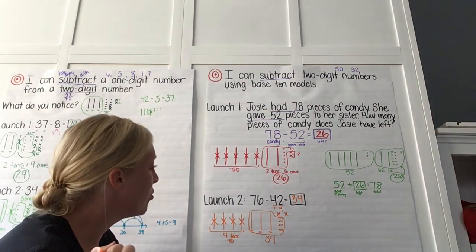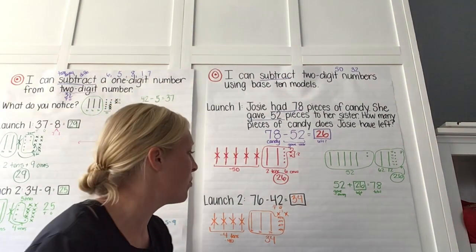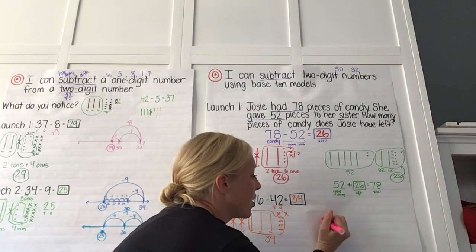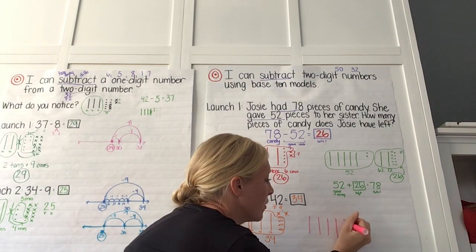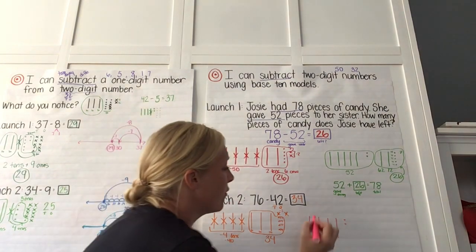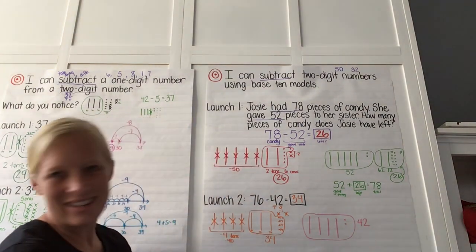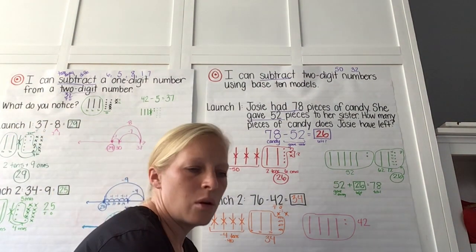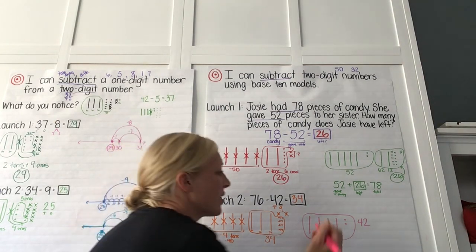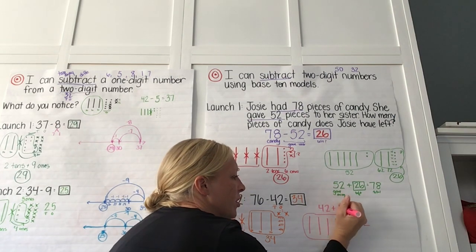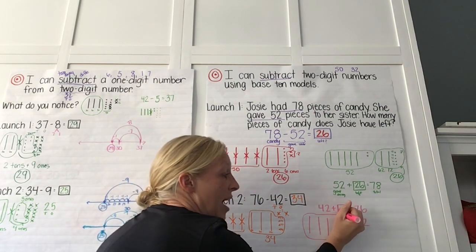But you used a different way of showing with that base 10 model. What did you do to help you solve? Started at 42. Okay, and when you started at 42, what did you do next? What number were you trying to get to? 76. So you're starting at 42. You're going to add some more to get to 76. We don't know what we're going to add though, do we?